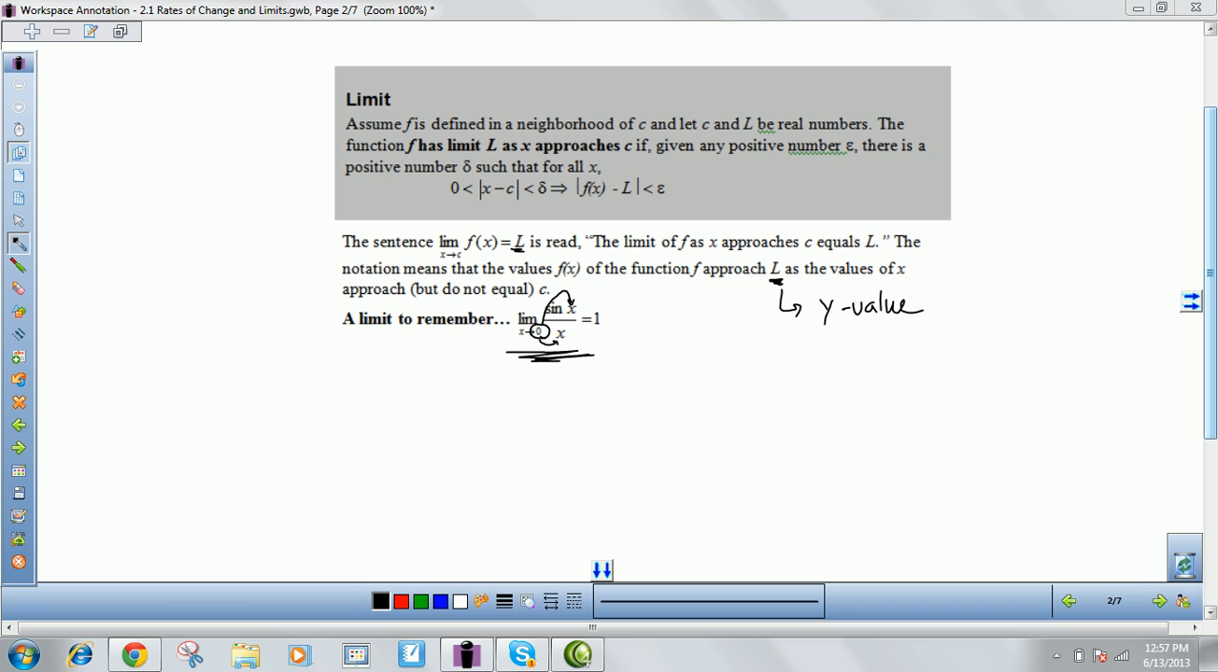And this is the most common, most popular example of that. So definitely put this in your toolkit. So put this limit right here. Put that in your toolkit, because it'll come up, or different variations of that limit will come up in the future.